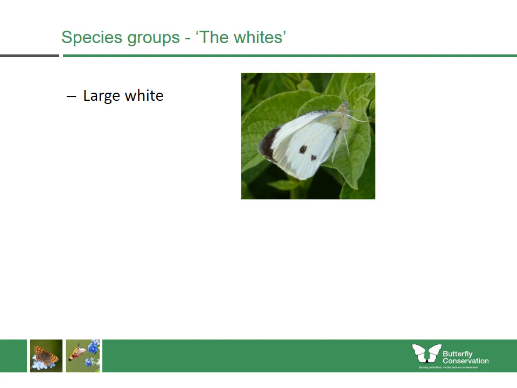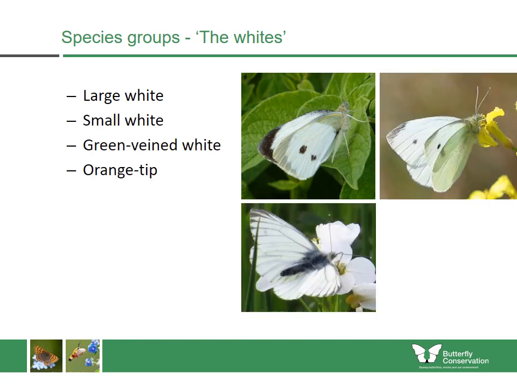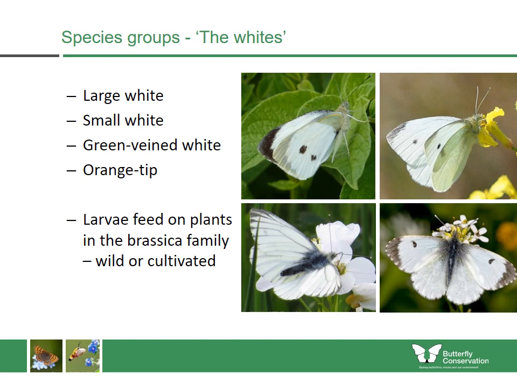And I'll introduce you to some of the species groups in turn. So again, the white butterflies all look mostly white, and they feed almost exclusively upon brassica plants. Those can be wild or cultivated ones.